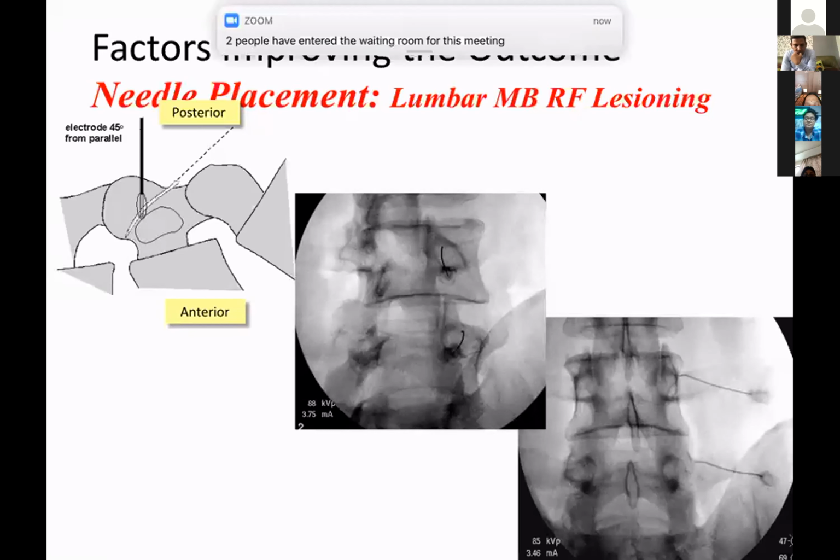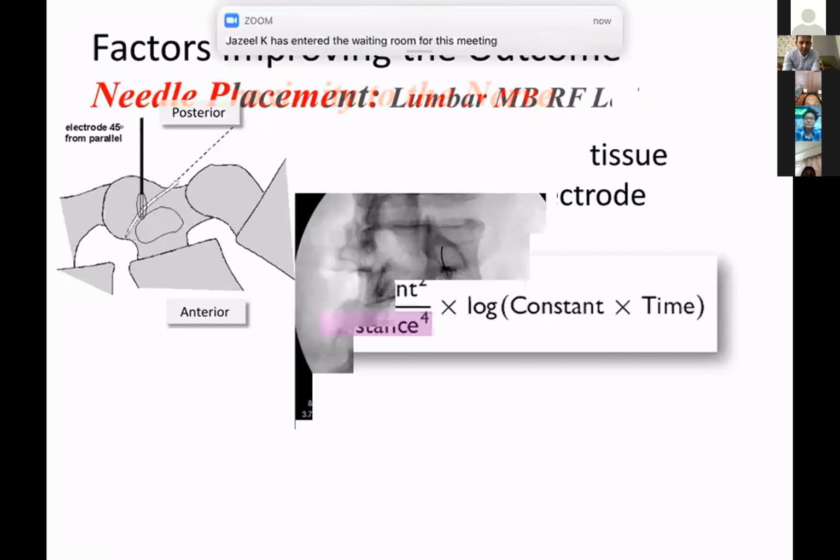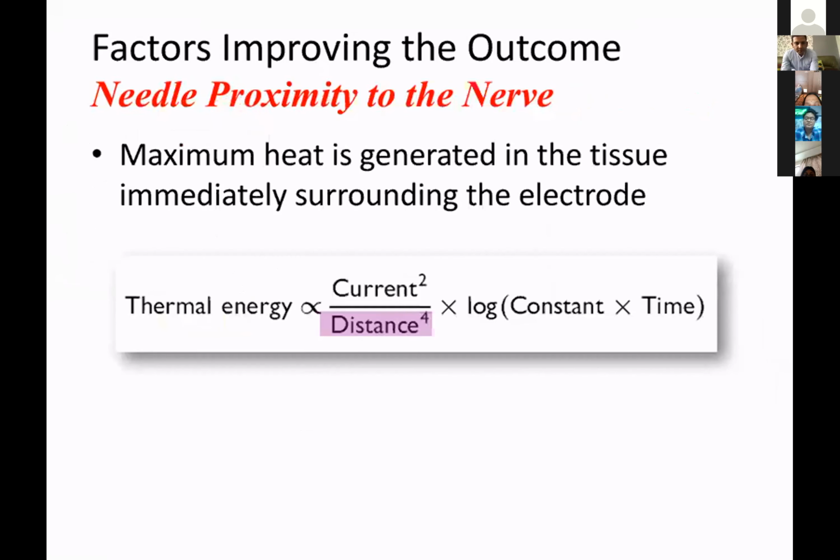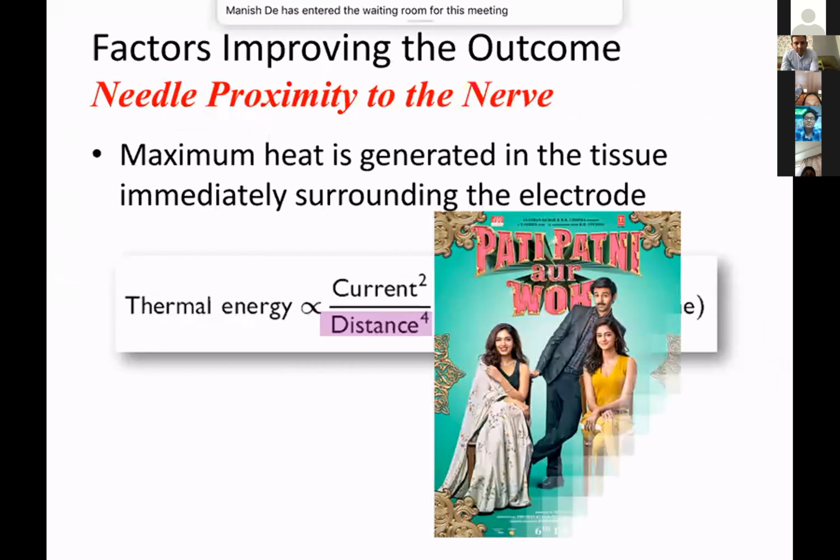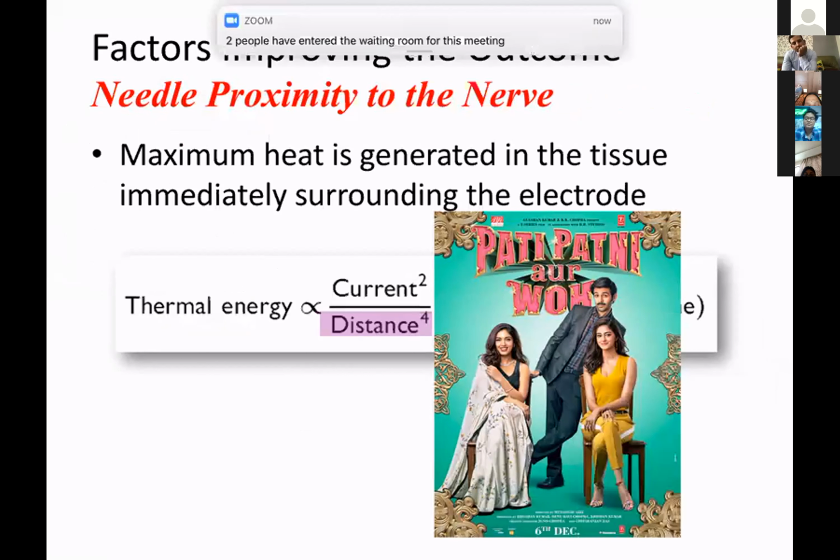Now, the next important factor is the needle proximity to the nerve. As per this equation, thermal energy delivered at a point is inversely correlated to the fourth power of the distance from the radiofrequency needle. And this complex equation becomes really simple to understand if we look at this picture, where looking at the proximity of these two individuals, we can clearly say that there has to be some spark between them as compared to the other. Needle and the distance between the nerve and the needle.